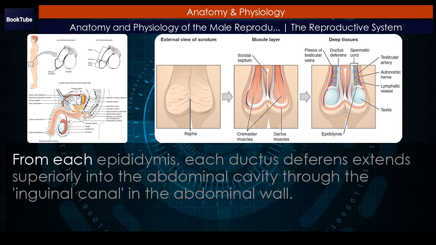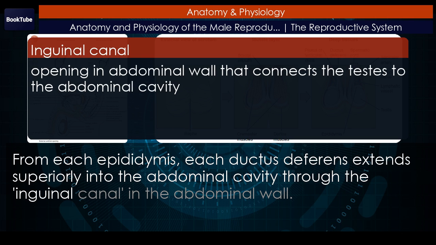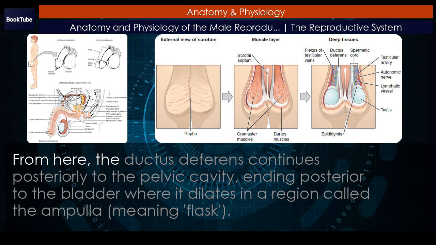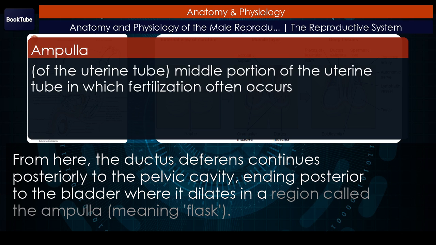From each epididymis, each ductus deferens extends superiorly into the abdominal cavity through the inguinal canal, in the abdominal wall. From here, the ductus deferens continues posteriorly to the pelvic cavity, ending posterior to the bladder where it dilates in a region called the ampulla, meaning flask.